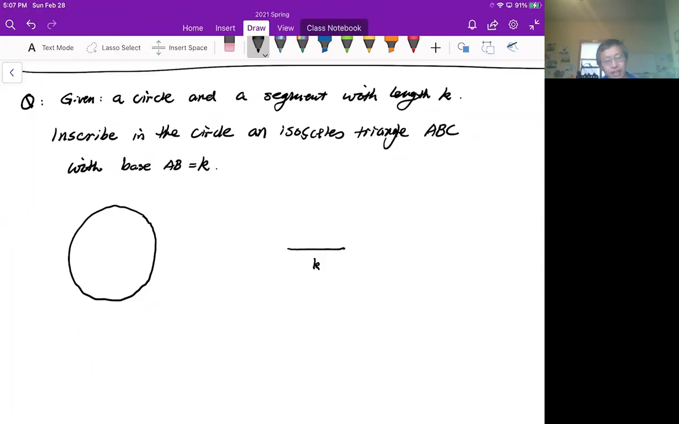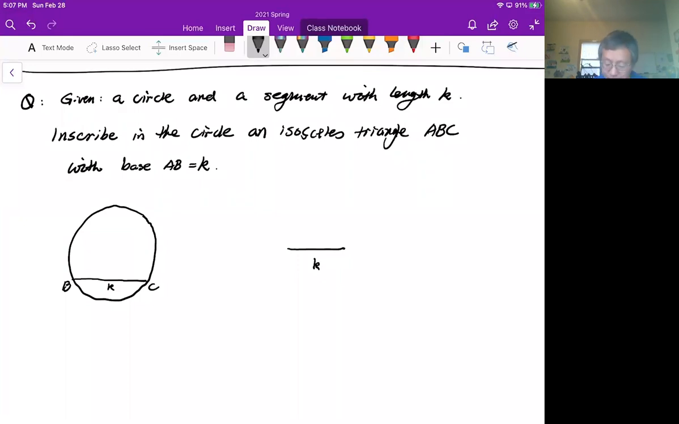Now, all I want is to inscribe a triangle. But that triangle has to be an isosceles triangle. And the base of the isosceles triangle is the given length k. Okay, does that make sense? So let me try to give you the idea. First of all, I want to get the length of BC equal to k. That's okay. This is easy to get.